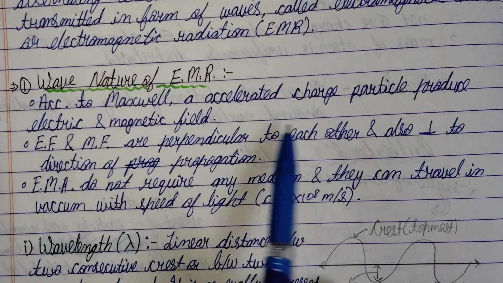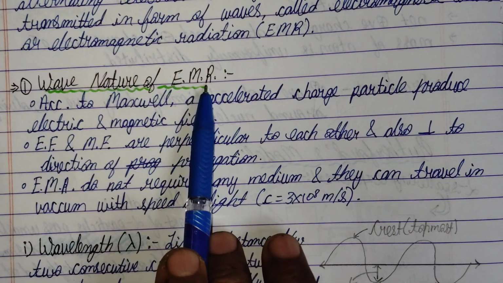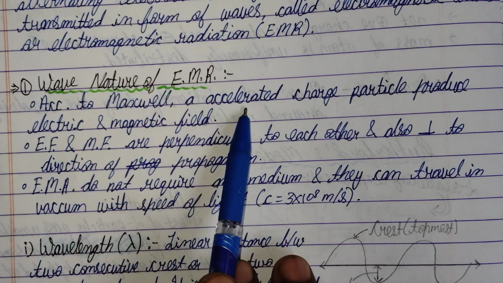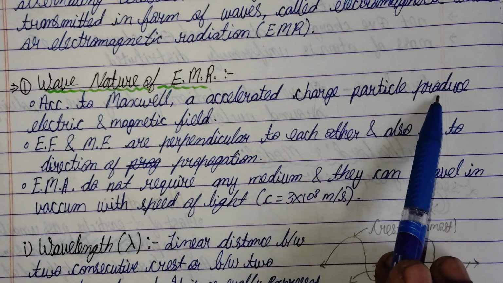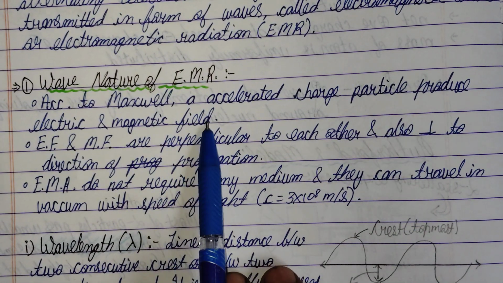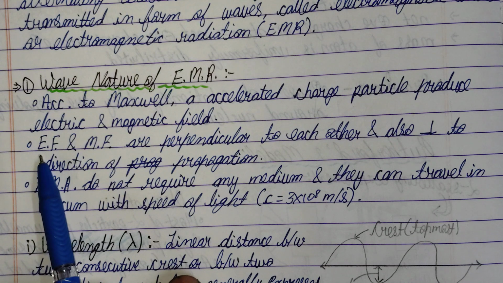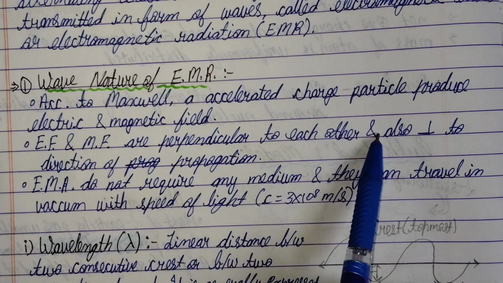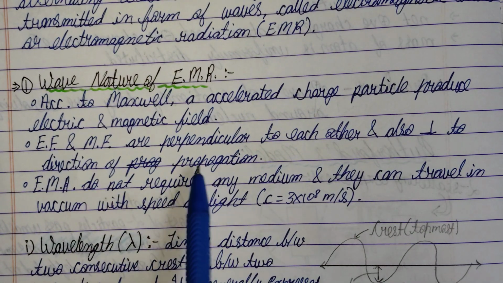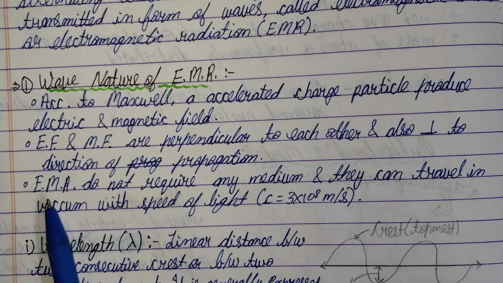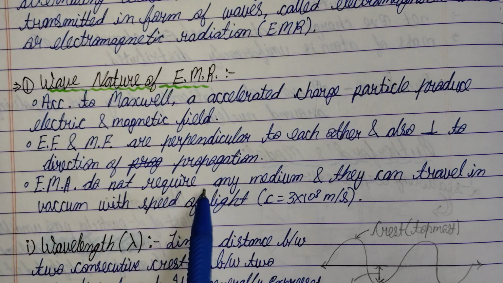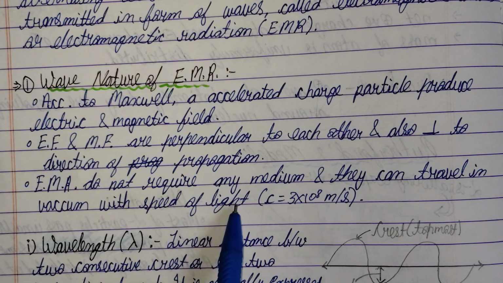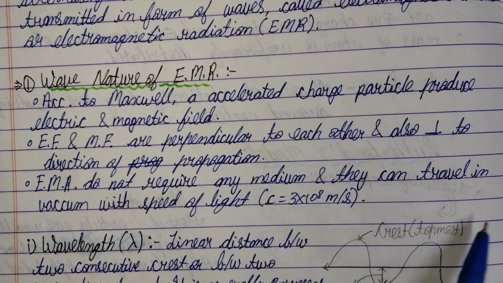Next is the wave nature of EMR. According to Maxwell, an accelerated charged particle produces electric and magnetic fields. Second, the electric field and magnetic field are perpendicular to each other and also perpendicular to the direction of propagation. Third, electromagnetic radiation does not require any medium and can travel in vacuum with the speed of light, 3 × 10^8 meters per second.